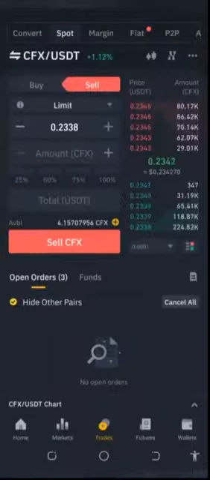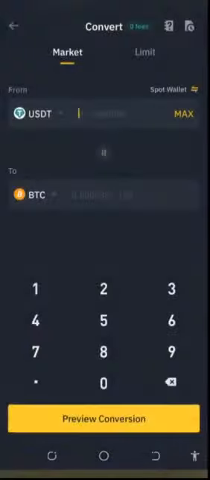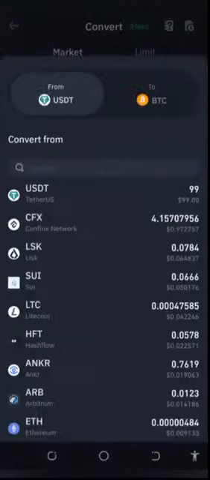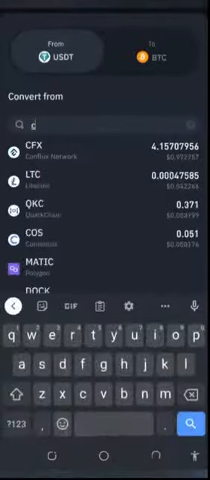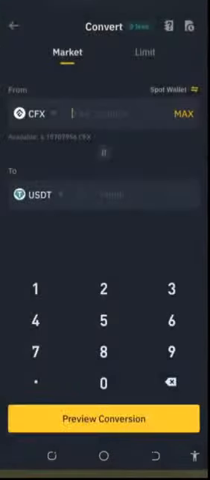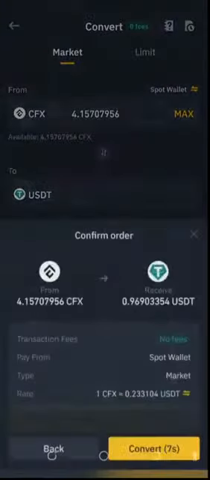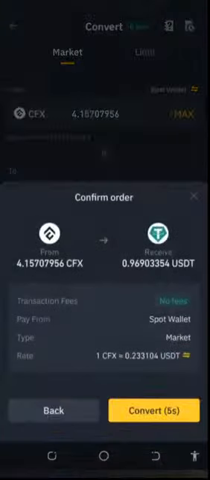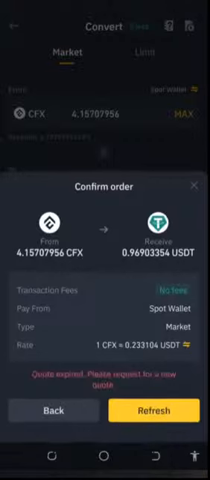4.15. Okay, we sent out 4.26. Now it's at 4.15. Obviously, we cannot change it here. So we have to go back to our convert and then we will put that in here. Let's put in, what's that? CFX. Okay, and then USDT. And let's see how much, what's that? Max. Let's see how much we get. I was too much in a hurry to get that back. Oh, we lost 4 cents. Is it 4 cents? Or about 3 cents thereabouts.